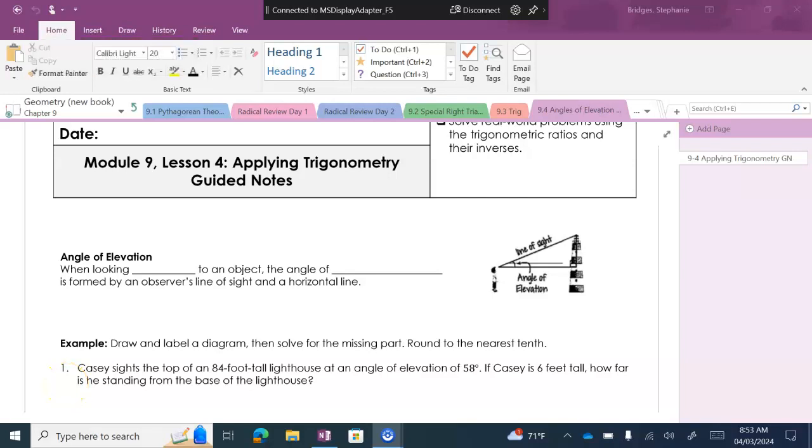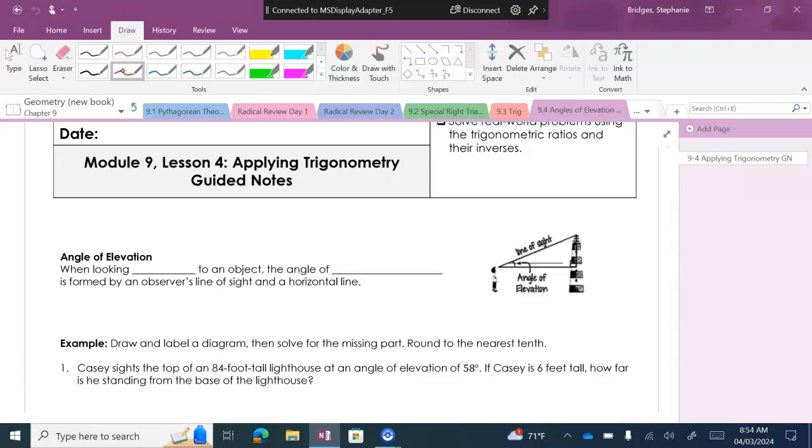Angles of elevation and depression. We are still using sine, cosine, and tangent. But we're going to have to read the question, then represent it in a picture, and then determine: are we going to use sine, cosine, or tangent based off of the picture that we have? So when looking straight to an object, that's the first word, is straight.